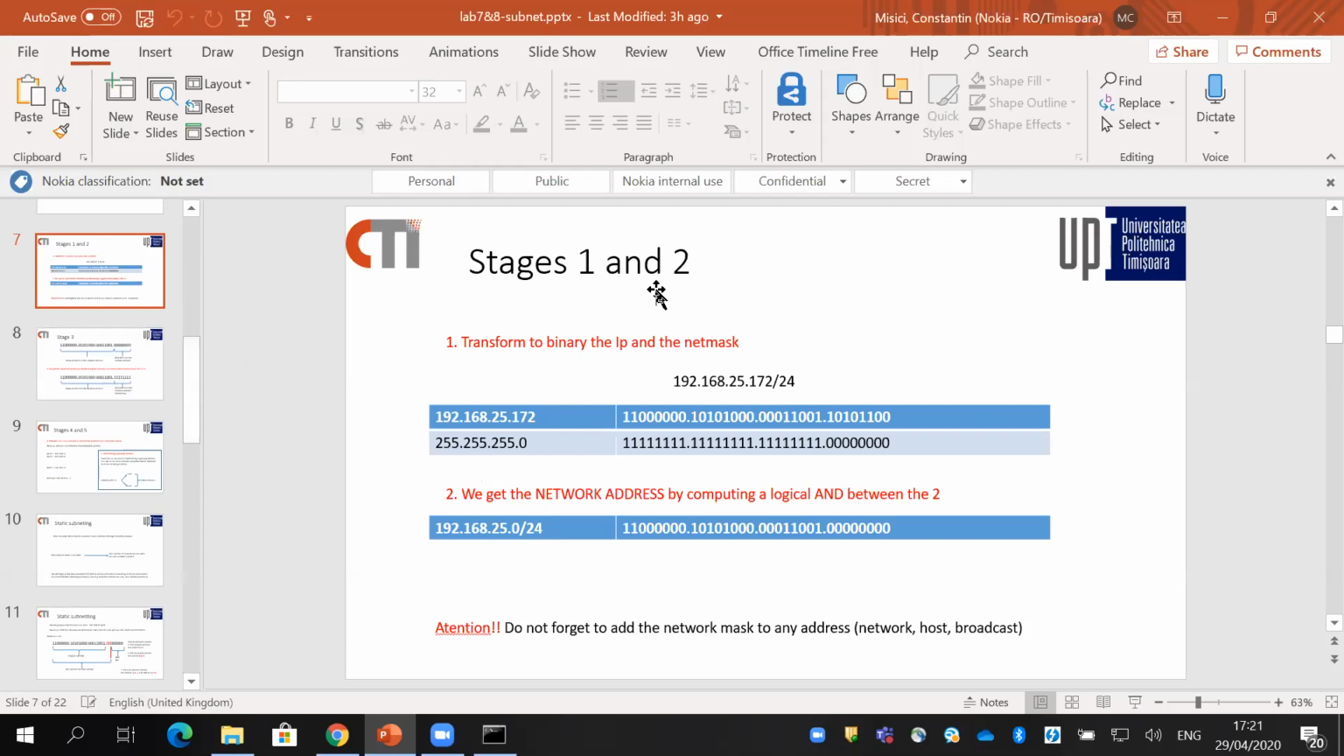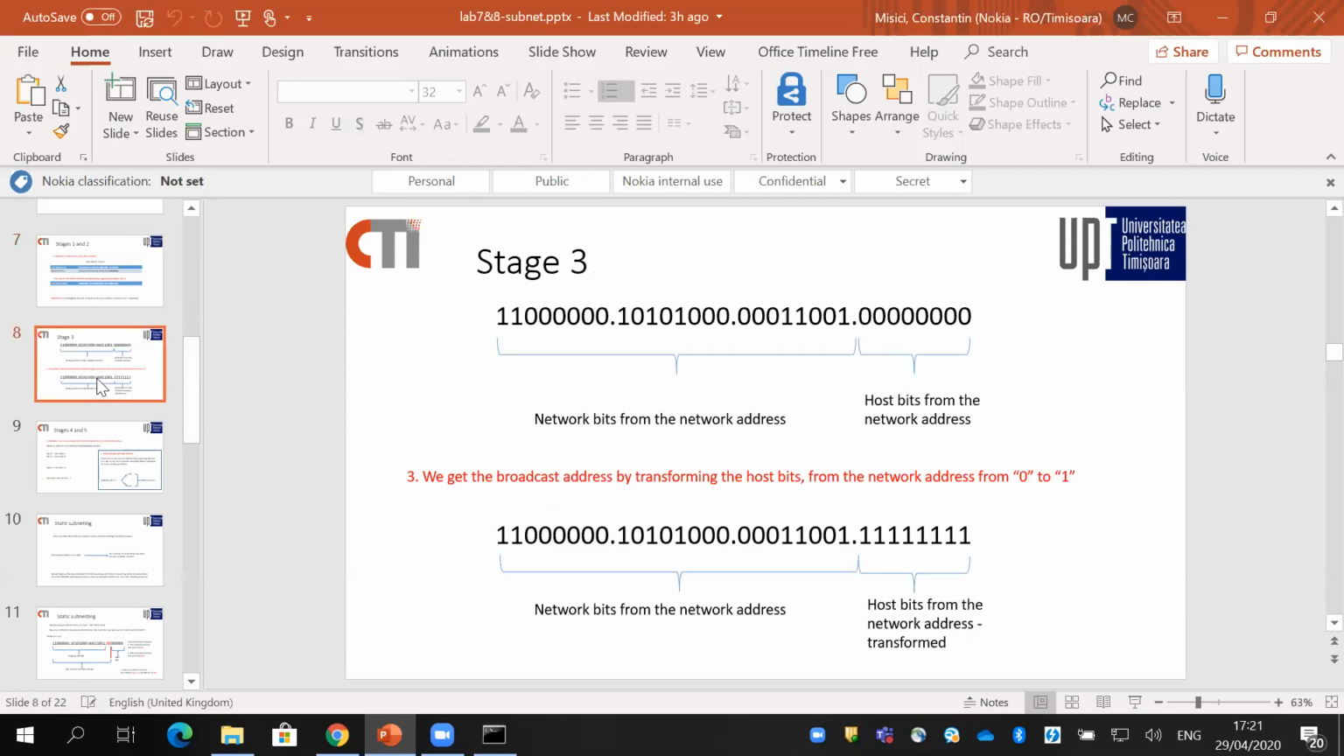So in stages 1 and 2, we transform the information into binary, and then we compute the network address by doing a logical AND between the two. The third step is finding the broadcast address. Again, the broadcast address is the one we use in order to transmit information to everyone, to every host within the same network.